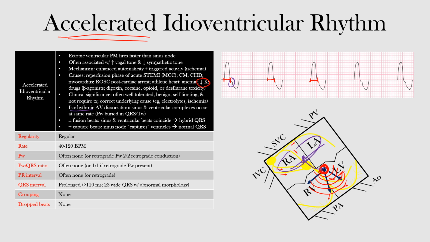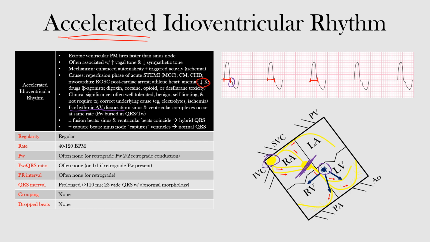So we're right here where we're looking at this isorhythmic AV dissociation, and we're saying that the sinus and ventricular complexes are occurring at the same rate. And because of that, the sinus P waves may actually be buried within our QRS complexes, or T wave. So imagine that we have AV dissociation, so there's maybe a block here, so nothing can get through our AV node, but we have our sinus node firing and our ventricular ectopic focus also firing. Okay, and they're actually going at the same rate.